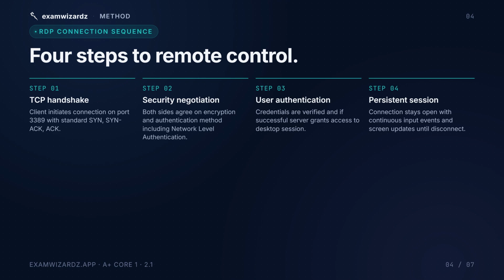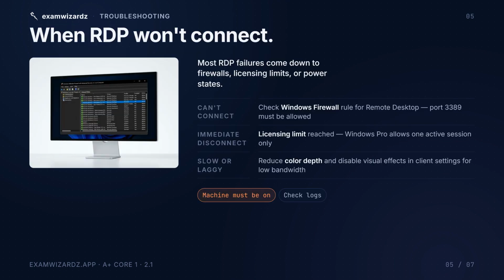That's actually a feature called session persistence, and it's incredibly useful for long-running processes. So let's talk about the most common RDP troubleshooting scenarios, because this comes up constantly in the field. First scenario, user tries to connect and gets "Remote Desktop can't connect to the remote computer."